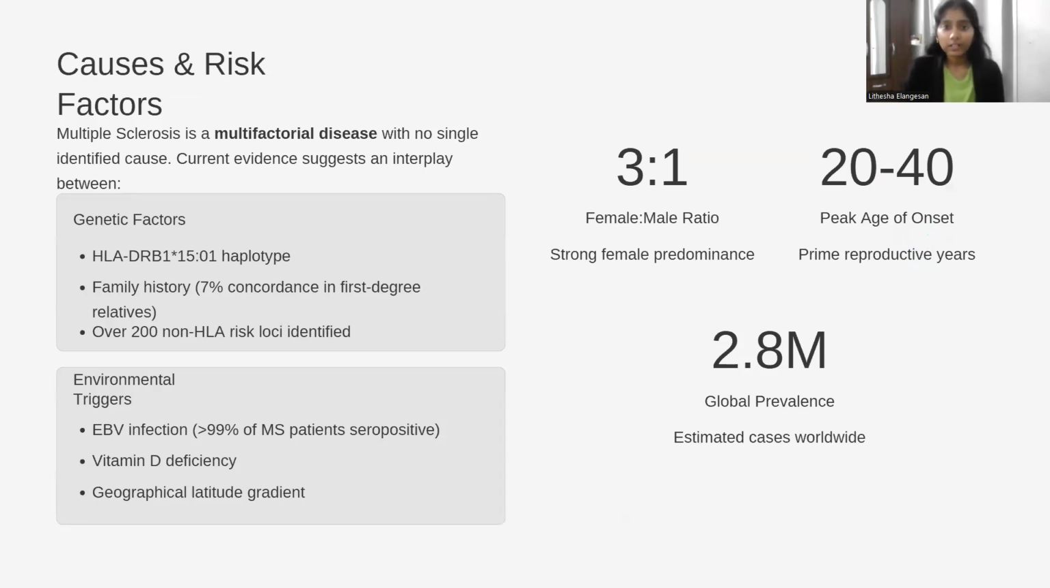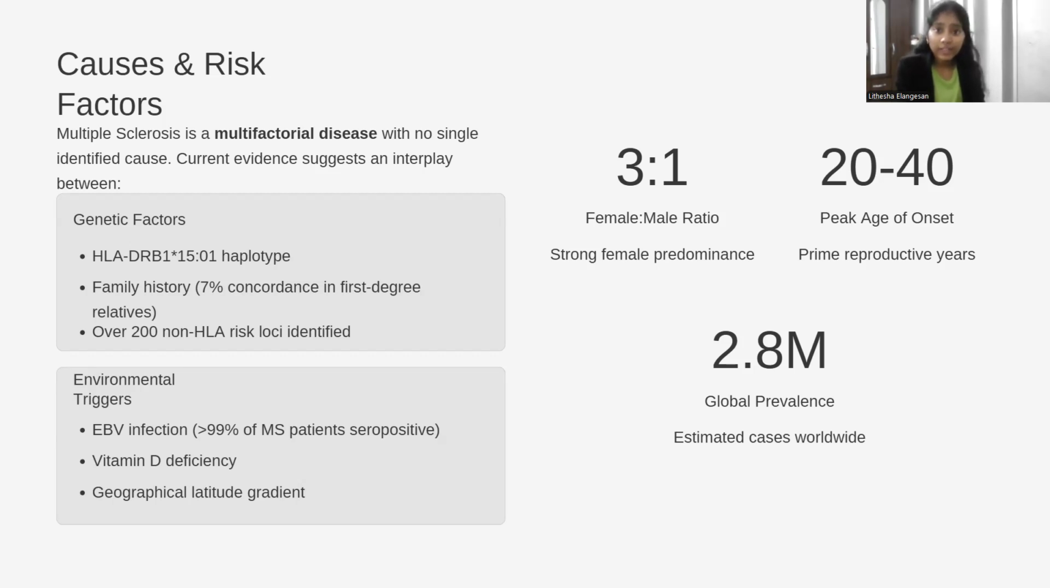What are the causes and risk factors of this disease? Now, again, this disease actually has no known cause. Scientists have not been able to find out the exact causes, but statistics do show that females are more likely to get this compared to males. It is 3 times more likely for females to get MS compared to males. And as I mentioned earlier, 20s to 40s is the age where this disease will show its onset, and around 2.8 million people have this disease.